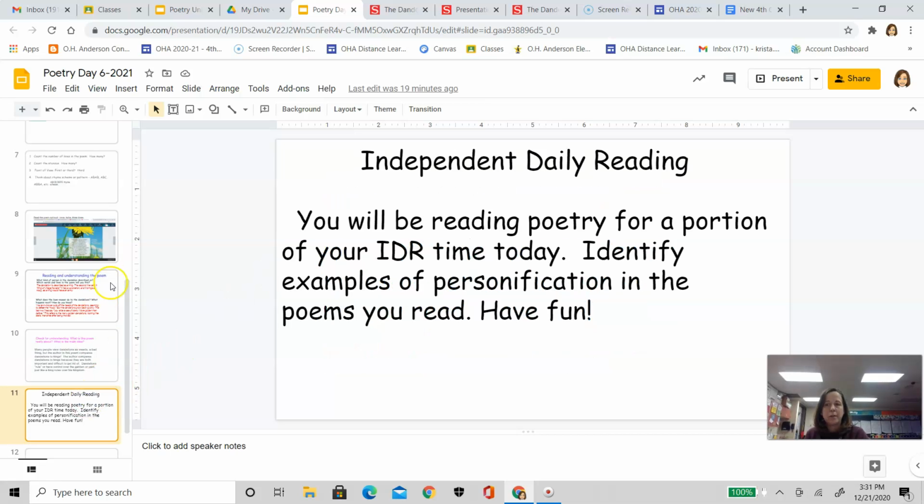All right, boys and girls, a little bit of review today, practicing reading poetry. And thank you so much for your time. During your IDR time, I want you to try to identify examples of personifications in the poems that you read. And have fun with the reading. You read it 2 or 3 times. Use different voices. It helps you better understand the poem, and it helps with fluency.